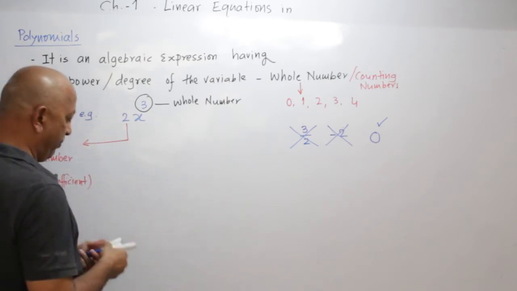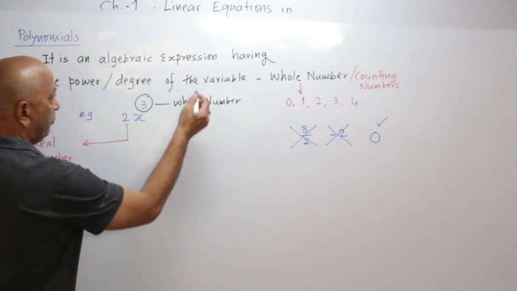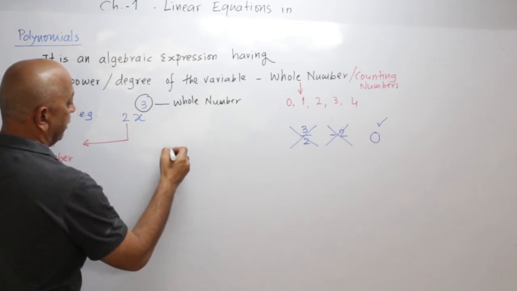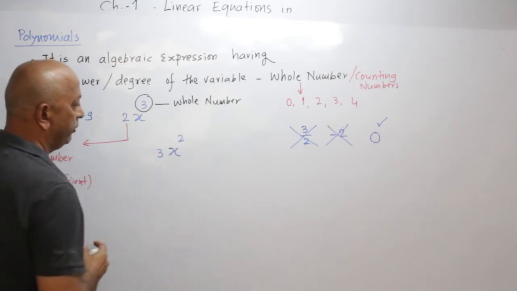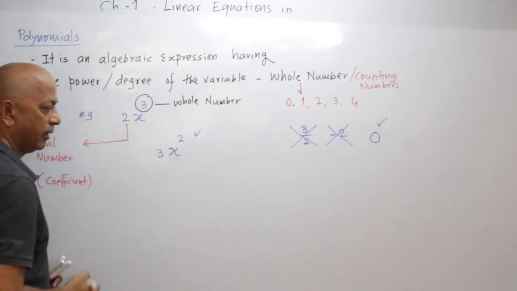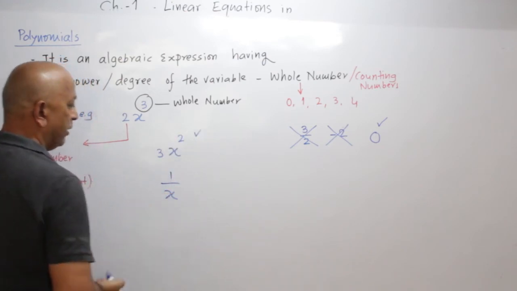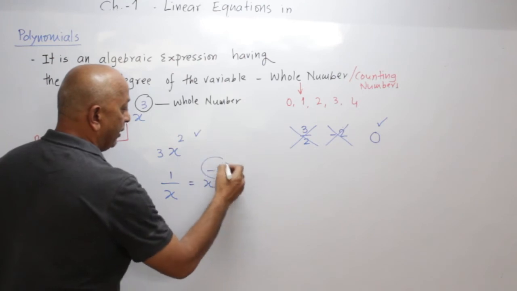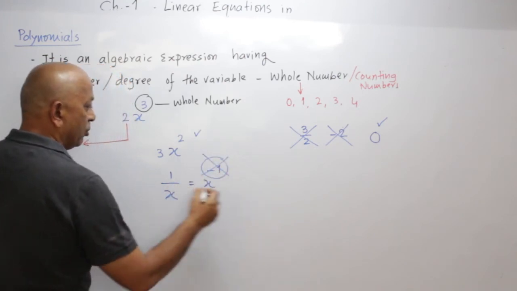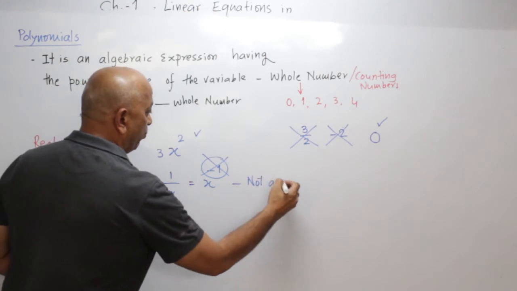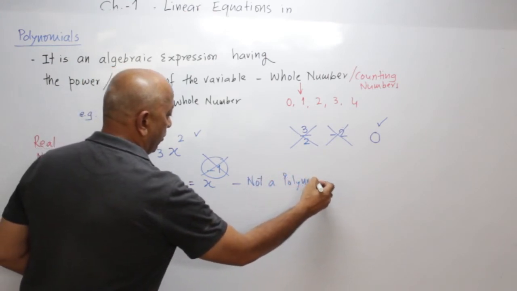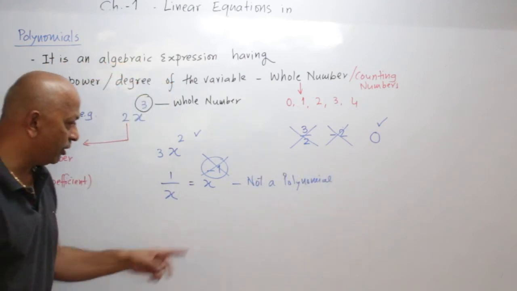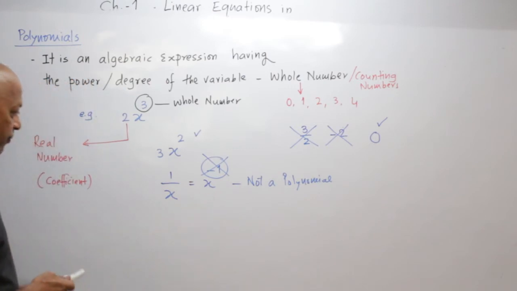So let us take some few more examples of polynomials. So I can say 3x square is a polynomial. Yes. 1 upon x is a polynomial? No, because this is equal to x raised to minus 1 and this is not a whole number. So this is not a polynomial. अरे कुछ समझ में आ रहा है, नहीं आ रहा है? ओके, इसको लिखते हैं अभी.